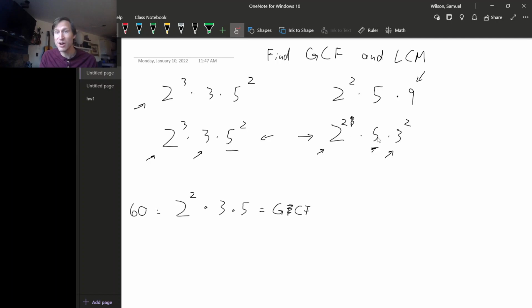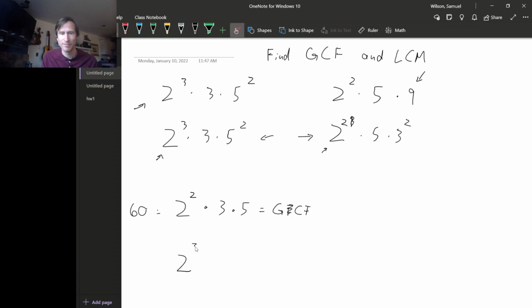So to find the least common multiple of these two numbers, we'll start over, we do the same thing, except instead of keeping the fewest, we keep the greatest. So, right, for least common multiple, we need to know which is the maximum number of each prime factor. So looking at 2s, this one has 2 cubed, this one has 2 squared. So to get a multiple, we need at least 3 copies of 2.